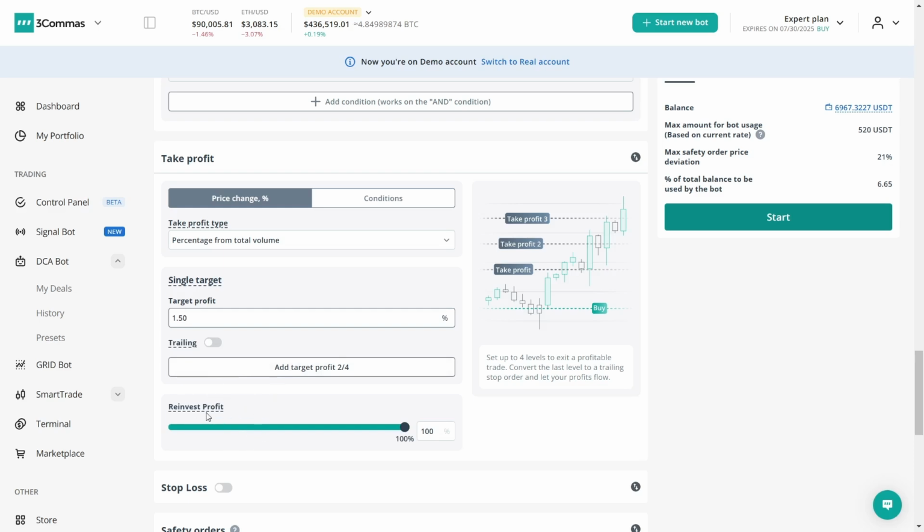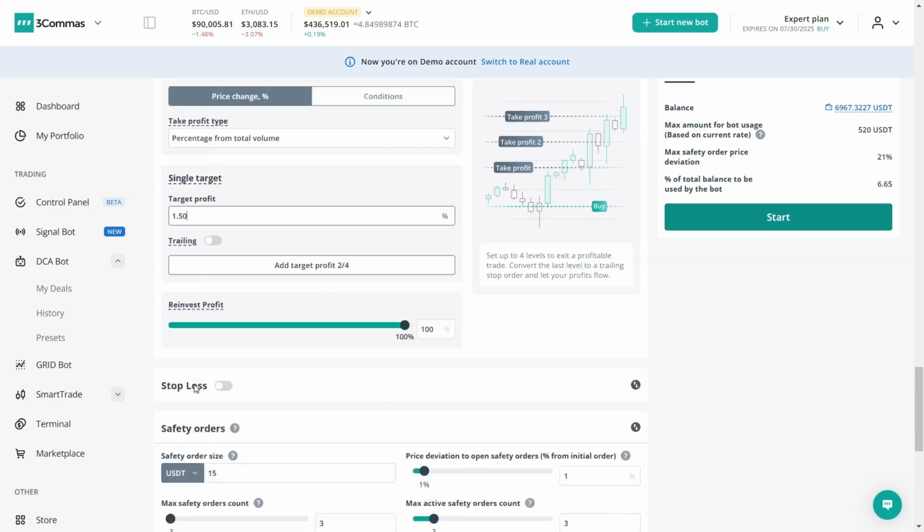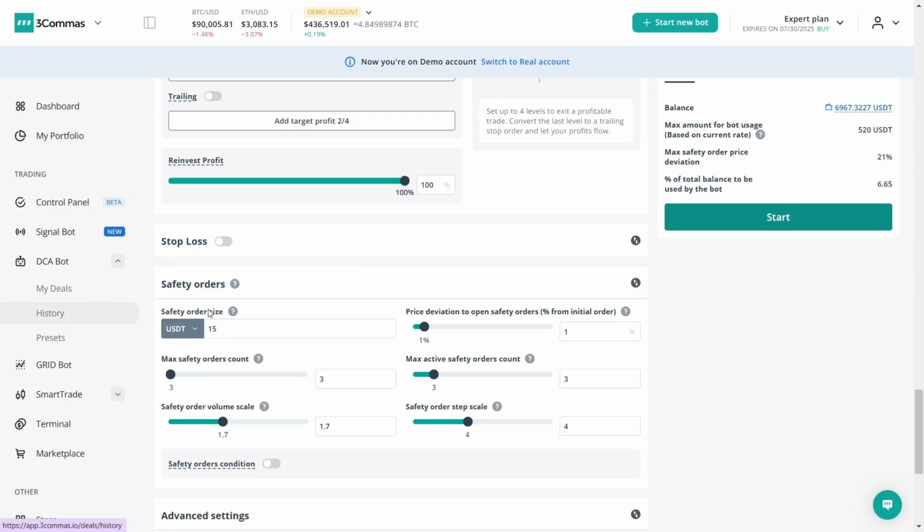Here we have the reinvest profit settings. We are not going to cover this in this video. You have the stop loss settings and safety order settings. Now it's time to talk about DCA.